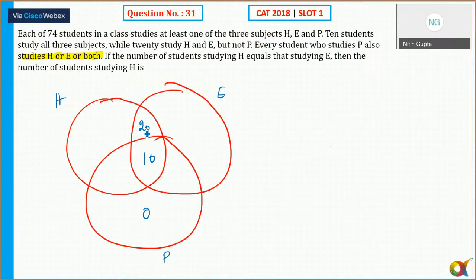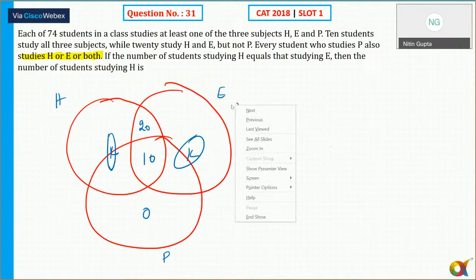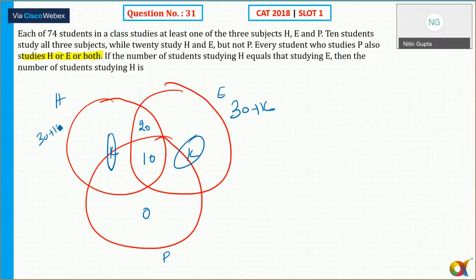If the number of students studying H is equal to that of E, let's say the sum of these two values is equal to K, and the sum of these two values is also equal to K. Because in that case, in E the total number of students is 30 plus K, and in H also it is 30 plus K. So I need to find the value of K. The sum of all the 7 areas is 74.